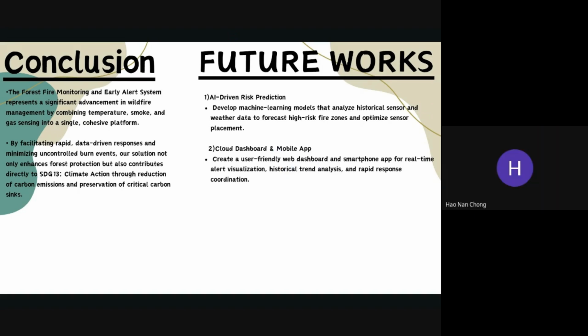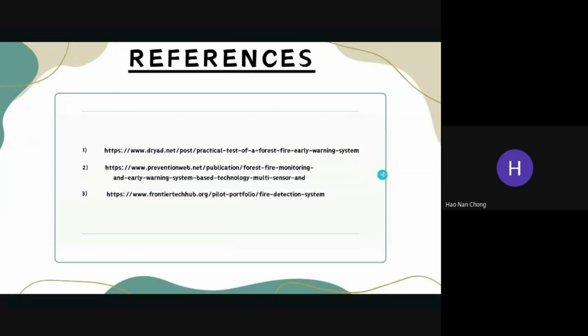Okay, thanks. For the future works, I have two. The first one is AI-driven risk prediction. This is about developing machine learning models that analyze historical sensor and weather data to forecast high-risk fire zones and optimize sensor placement. The second one is a cloud dashboard and mobile apps. This is to create a user-friendly web dashboard and a smartphone app for real-time alert visualization, historical trend analysis, and rapid response coordination. Next, for the references, here are our references for this project.